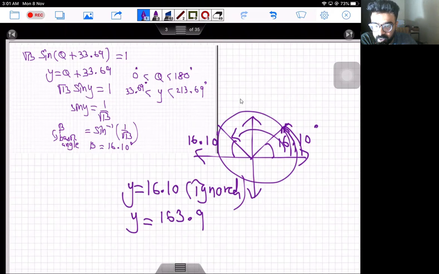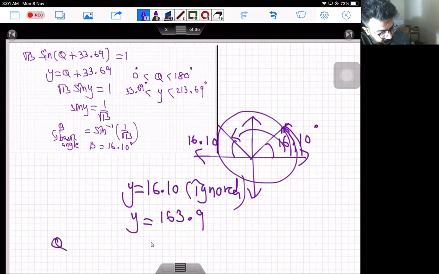So what is this value when you have completed one cycle and you are coming back to the slant line? 360 degrees plus 16.10. This is 376.1. So this 376.1 value is also out of the range. The only answer acceptable for y in this case is 163.9, nothing else. So these are the values of y.